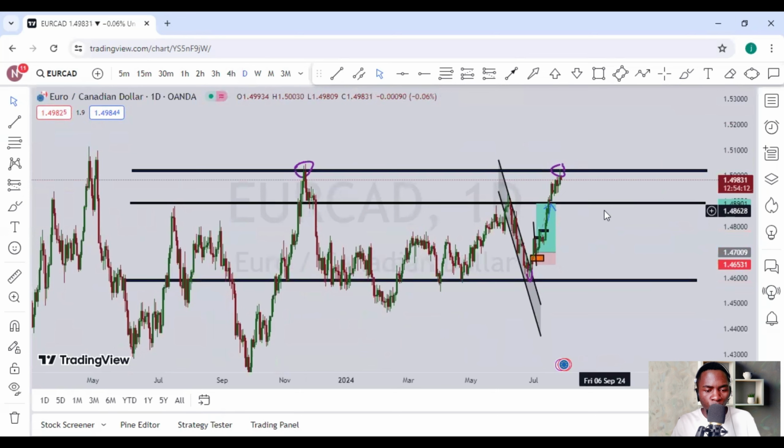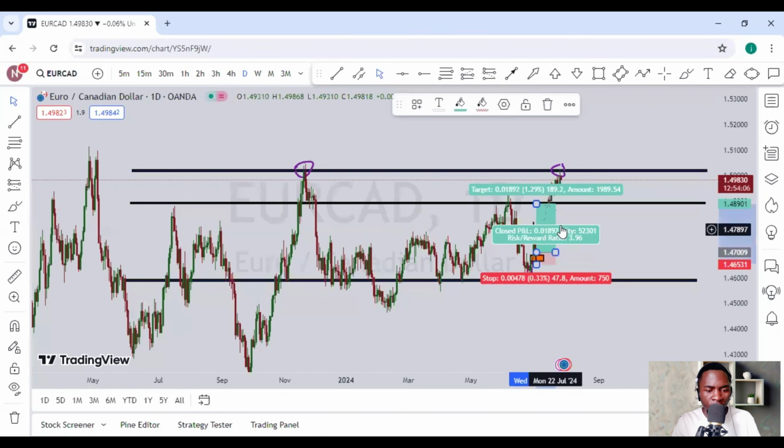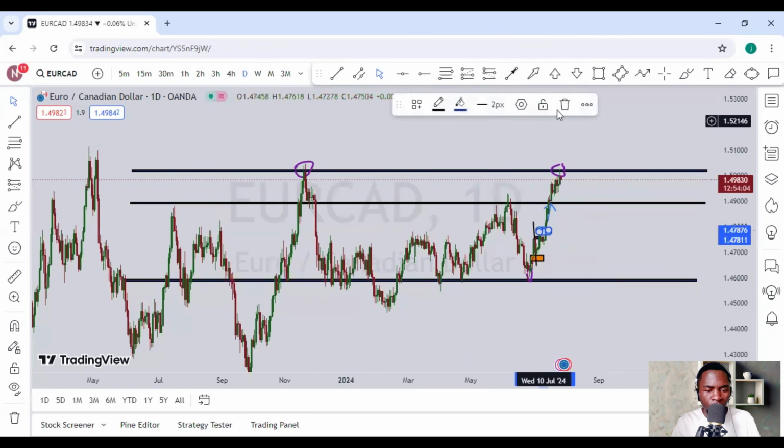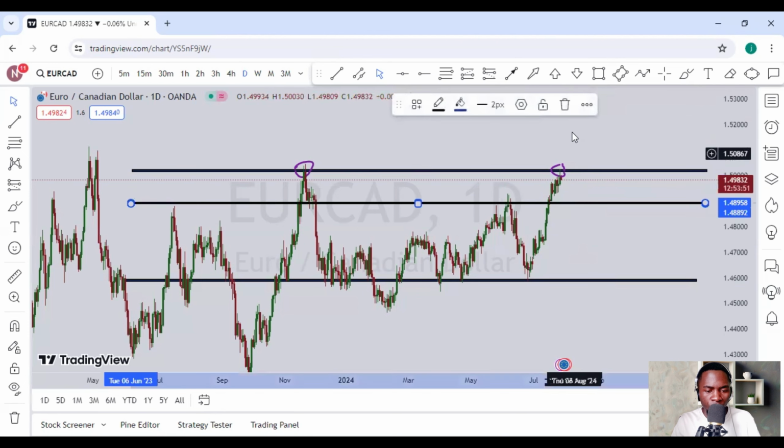So I want to look at something else now. I can see something different on this pair. Before I leave this pair, let me check this one. Let me first remove those drawings.